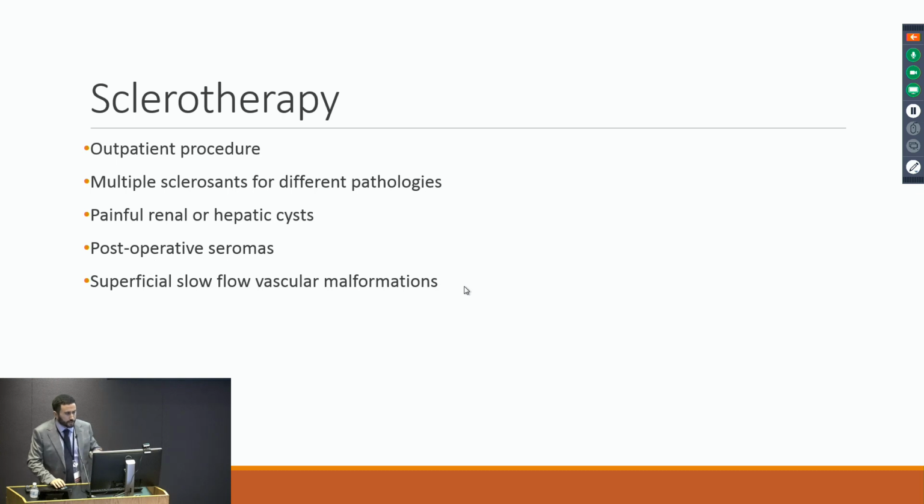Brief note, sclerotherapy. This is probably for the surgeons or patients who have had surgery. Postoperative seromas are common, particularly in the mastectomy world or any large tissue flap world. Basically, these patients get fluid buildup in their surgical site. You drain it, it comes back. You drain it, it comes back. It's terrible. It's really uncomfortable for the patient.